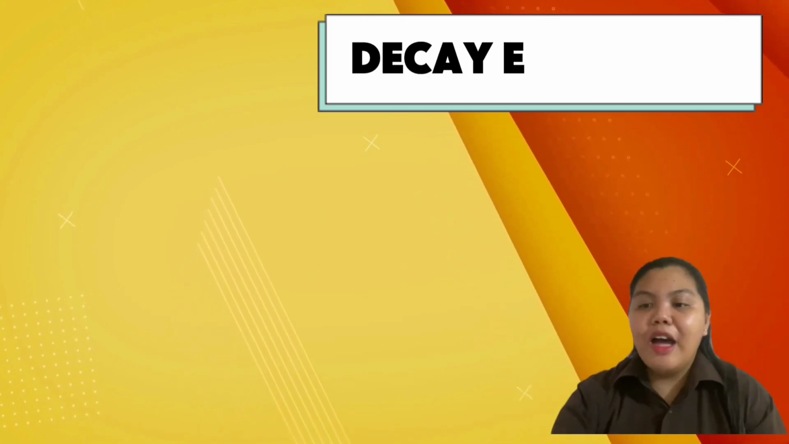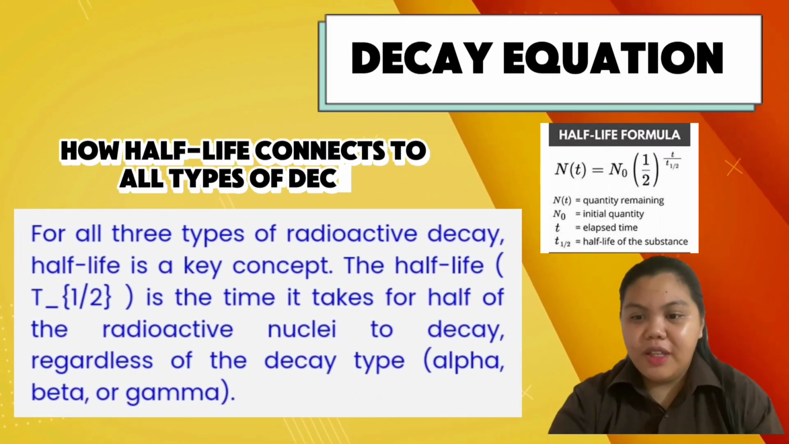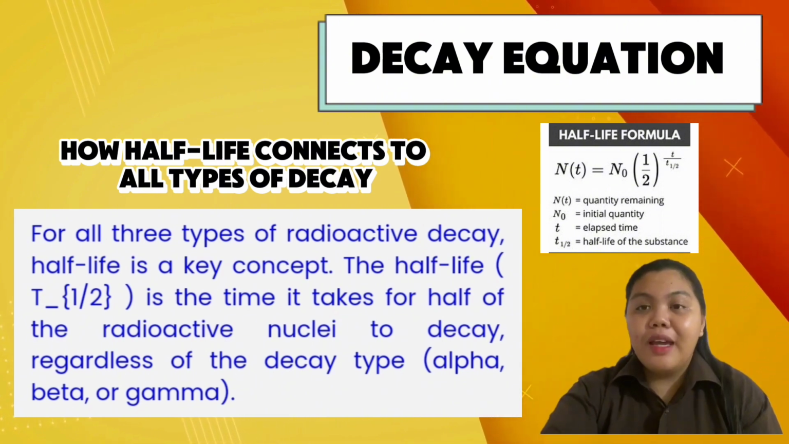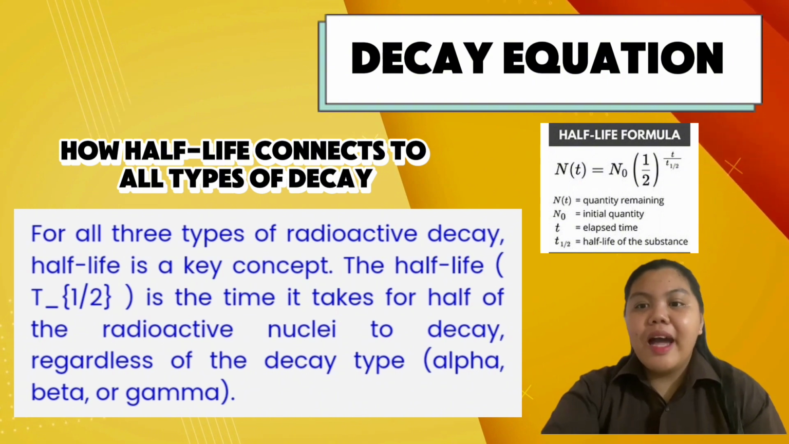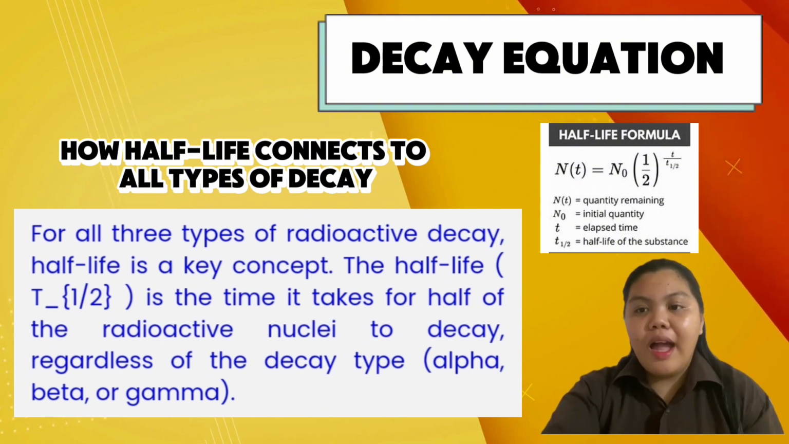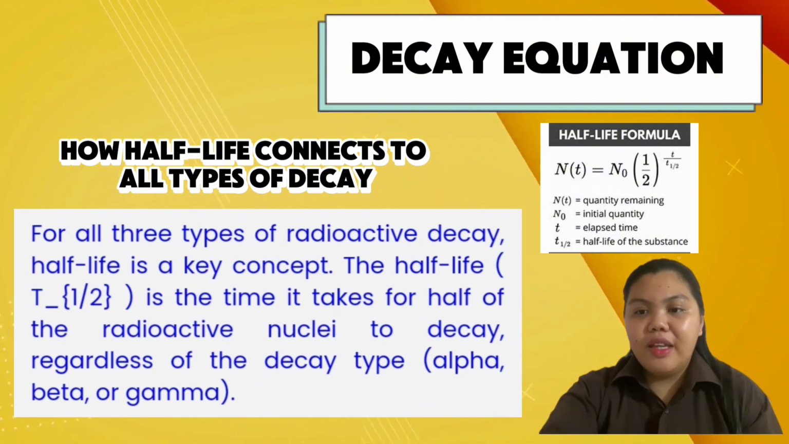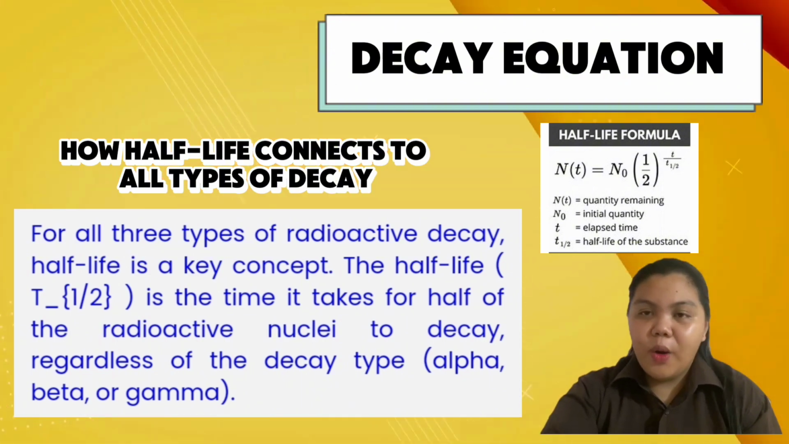Now, how does the half-life connect to all types of decay? For all 3 types of radioactive decay, half-life is the key concept. The half-life is the time it takes for half of the radioactive nuclei to decay, regardless of the decay type: the alpha, the beta, or the gamma.